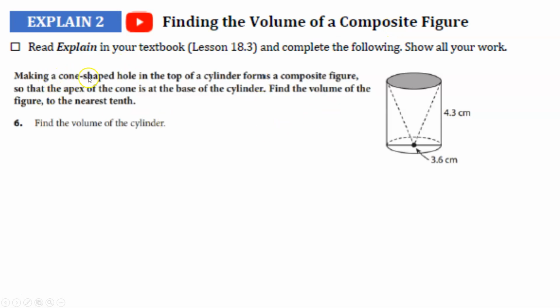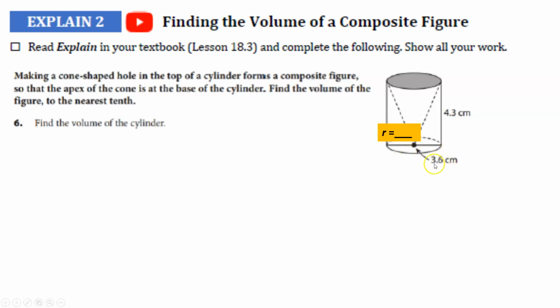So here it says make a cone shape hole in the top of a cylinder, which forms a composite figure. Essentially imagine this cone is being cut out, right? And it creates this composite figure. It says find the volume. First of all, what we're going to do is find the volume of the cylinder.